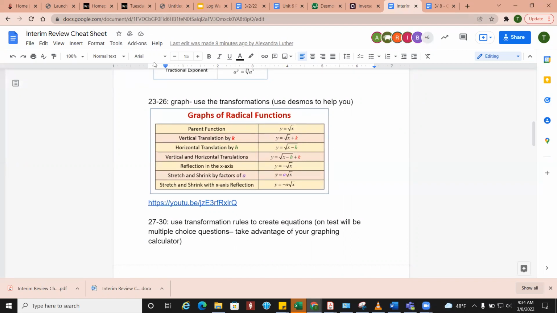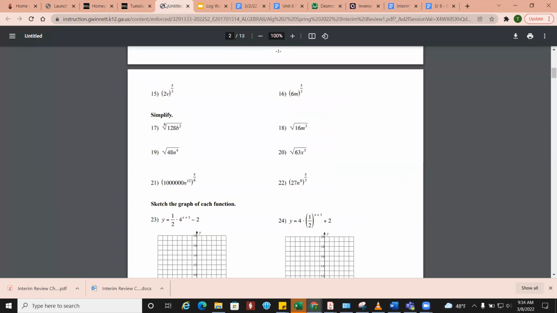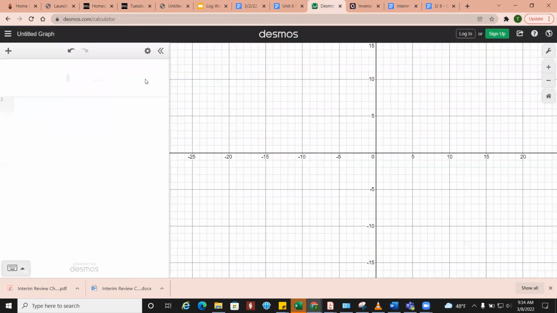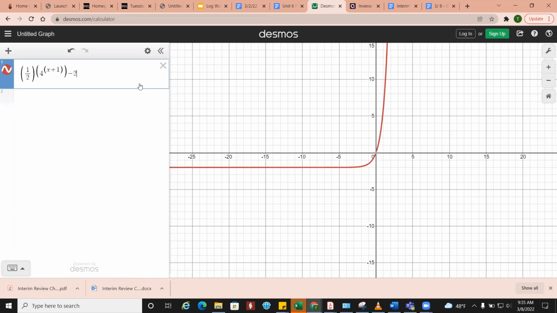Okay, so let's do 23. And y'all are pretty good about these. You might mix up a couple of things. So I would take this equation and I would go straight into Desmos. So we got 1/2 multiplied by 4 raised to the x plus 1. Notice how I use parentheses around it. If you don't, you're going to change your graph.